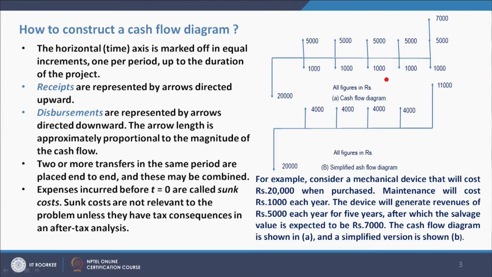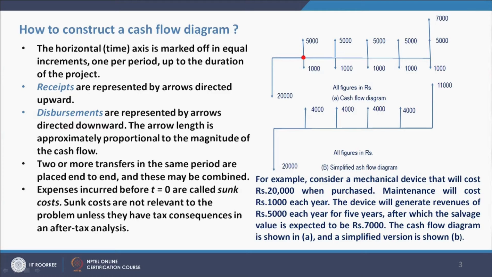Disbursements are represented by arrows directed downward. This is a disbursement 20,000. The arrow length is approximately proportional to the magnitude of the cash flow. Two or more transfers in the same period are placed end to end and these may be combined afterwards. Like here 5,000 is the receipt and 1,000 is the disbursement. So, they are put end to end.